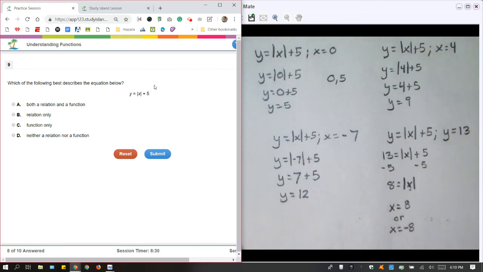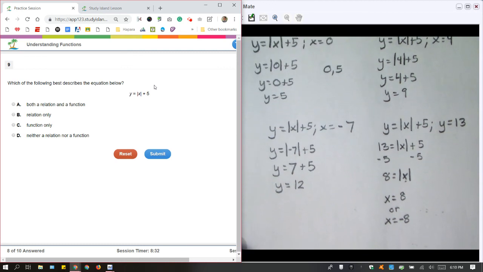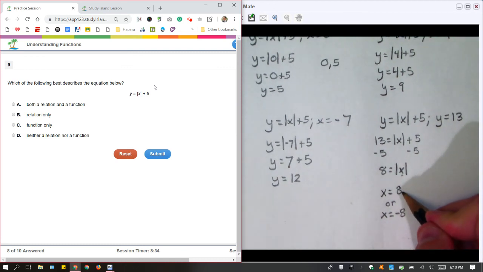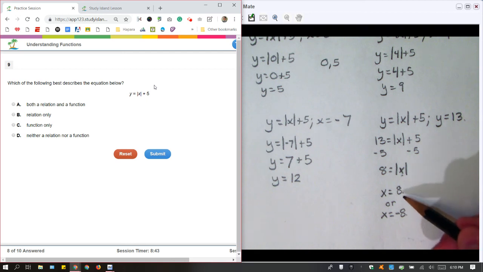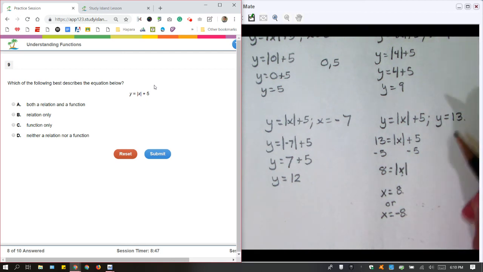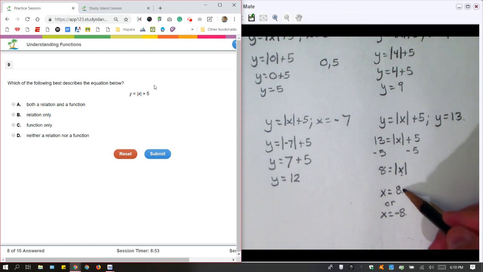So it turns out that if I input 8, I'm going to get out 13. And if I input negative 8, I'm going to get out 13. But that's okay, because it's two different inputs getting the same output, and that's all right for it to be a function. It would be bad if I had two different outputs for one input, but it's okay that one output has two inputs that get to it.